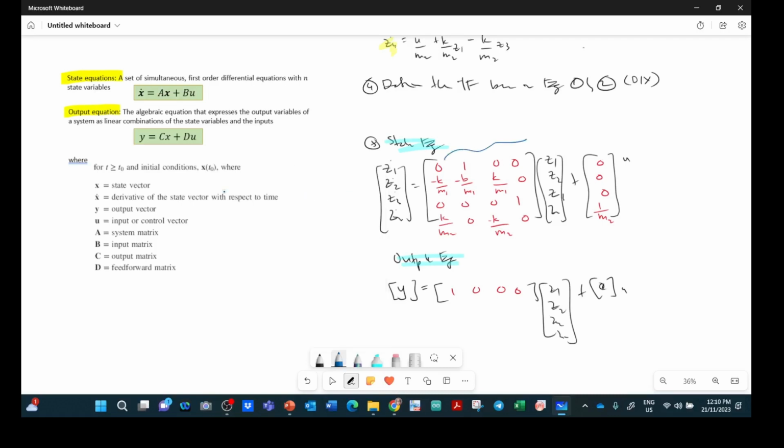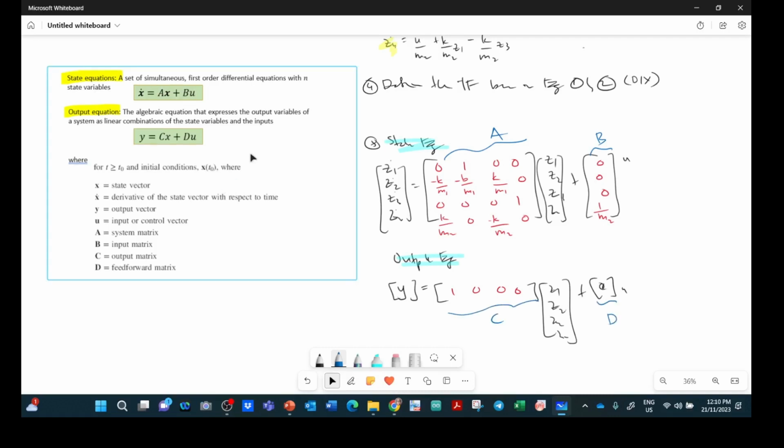We have A here. We have B, C, and D. Okay. So basically A, if you look at the definition, is the system matrix. And all the system matrix does is give you the value based on the system itself. You have all the properties of the mass, speed, and then put them inside.